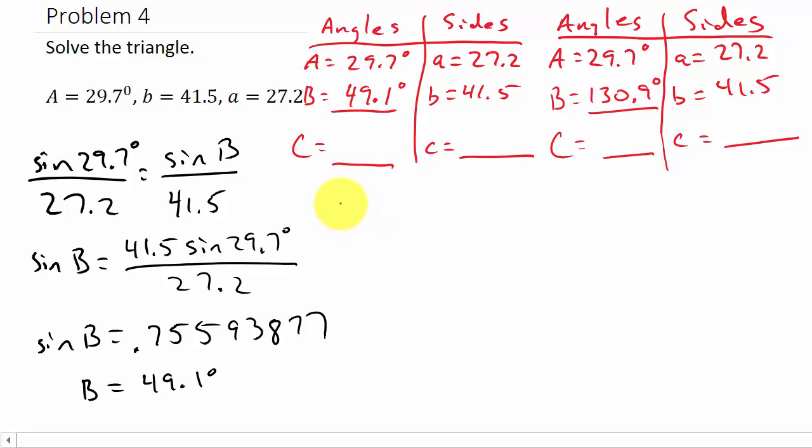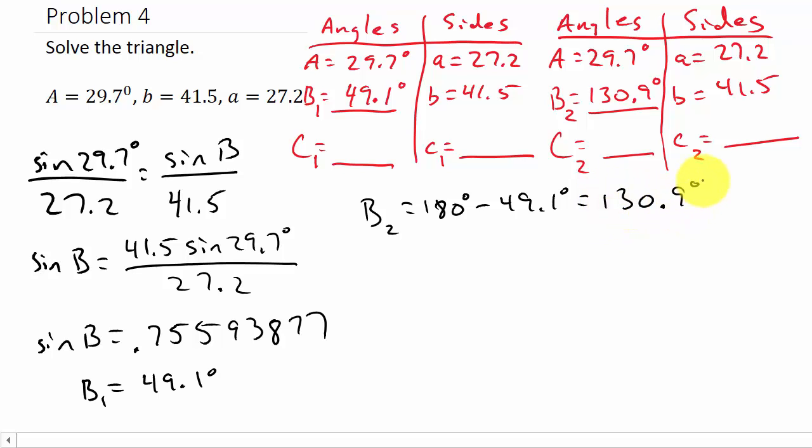So what I do now is I need to relabel this. This is going to be B1, C1, C1. This will be B2, C2, C2. So this is B1 and I have B2. Remember, we got that from 180 minus 49.1, which was 130.9 degrees. So the B1, C1, C1 represents triangle 1, and the subscript 2's represent the second triangle.